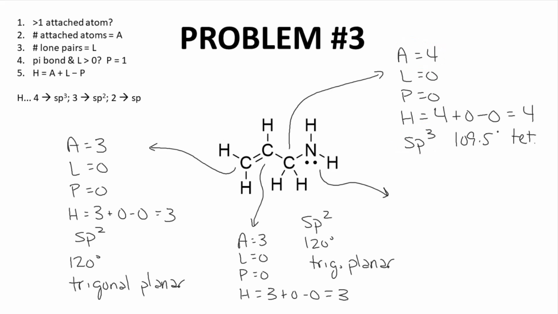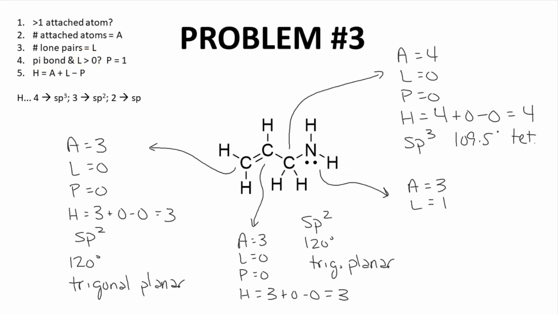Let's go down to the bottom right and let's get this nitrogen. This nitrogen is attached to multiple atoms: 1, 2, 3. A equals 3. L, it does have a lone pair. Now, what do we do for this next question? Question number 4. So, is it next to a pi bond and does it have a lone pair? Well, it does have a lone pair, absolutely.